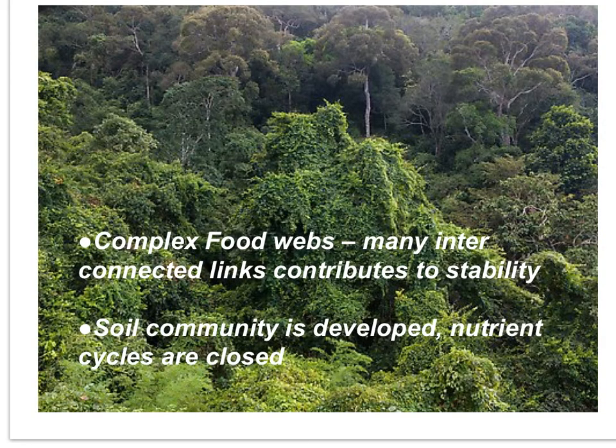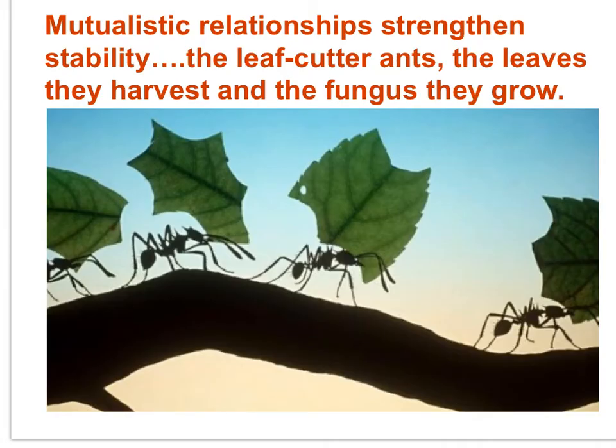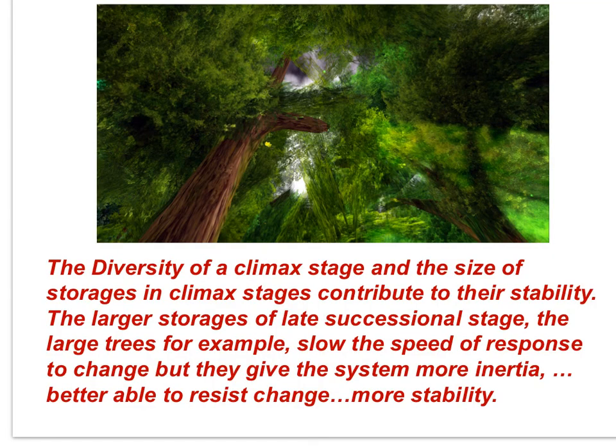Not likely. Does the abundance of mutualistic relationships in climax forests strengthen stability, or are these specialized relationships vulnerable? Is the interconnectedness of the leafcutter ants and the leaves that they harvest and the fungus that they grow for food an argument for an increase in stability or a decrease in stability, given the highly specialized relationships among these three species? The diversity of a climax stage and the size of storages in climax stages contribute to their stability.